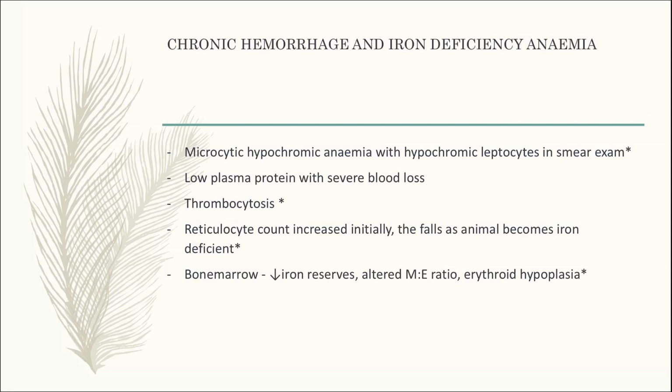If the iron content or iron stores are drastically reduced, then erythropoiesis will also be affected. It is directly proportional. So there will be ineffective erythropoiesis, which will cause erythroid hypoplasia, and that is going to alter the ME ratio in the bone marrow.